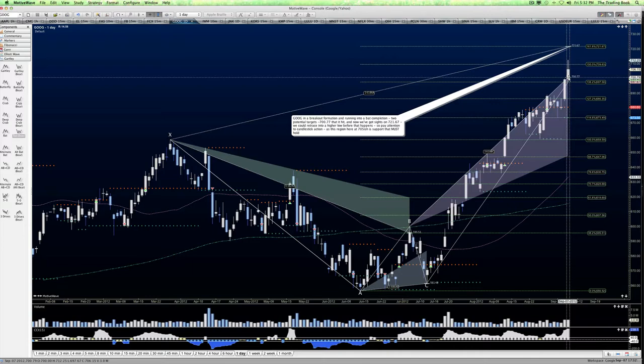Wait for price action to confirm. How do you know price action is confirming? Well, if you are expecting a reversal to the upside, you've got to start seeing lower highs and lower lows on your candlesticks. It's as simple as that. You've got to break frontline support.